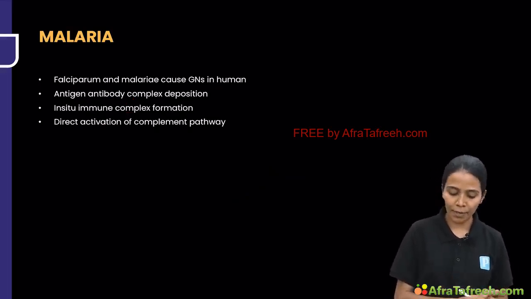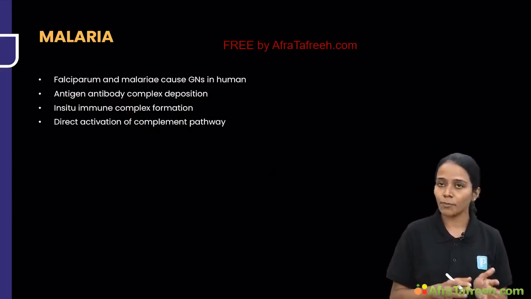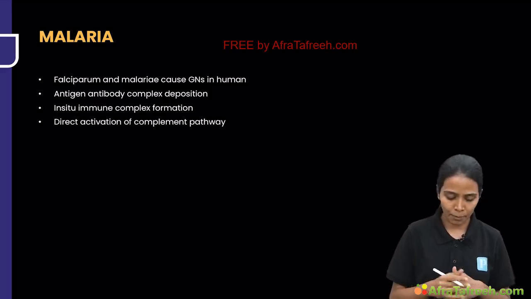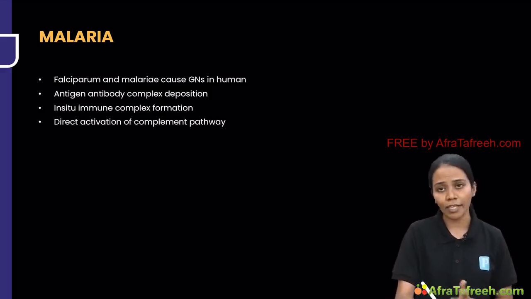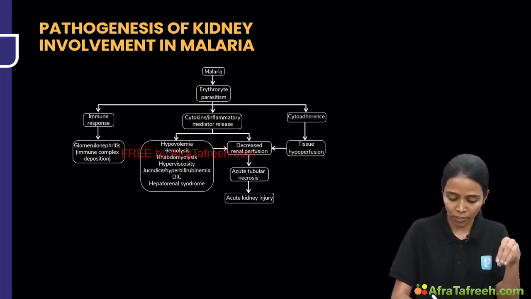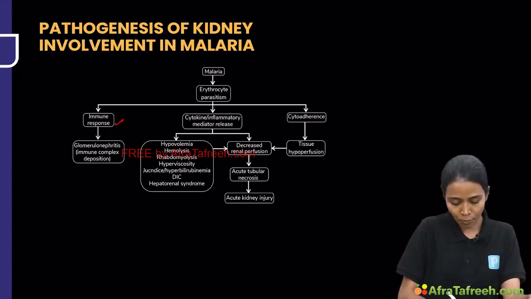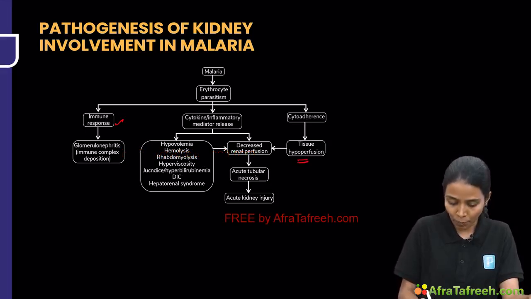Malaria, generally falciparum and Plasmodium malariae, can cause GNs in humans. It is because of the antigen-antibody complex deposition or in situ immune complex formation, which leads to direct activation of the complement pathway. Okay, so here you can see malaria goes and binds to the erythrocyte. Erythrocyte parasitism is seen. It can cause immune response like in glomerulonephritis, cytoadherence leading to tissue hypoperfusion, leading to reduced renal perfusion, ATN, and acute kidney injury.